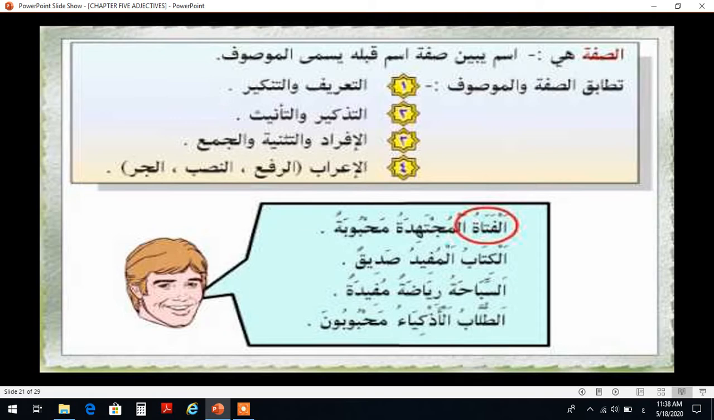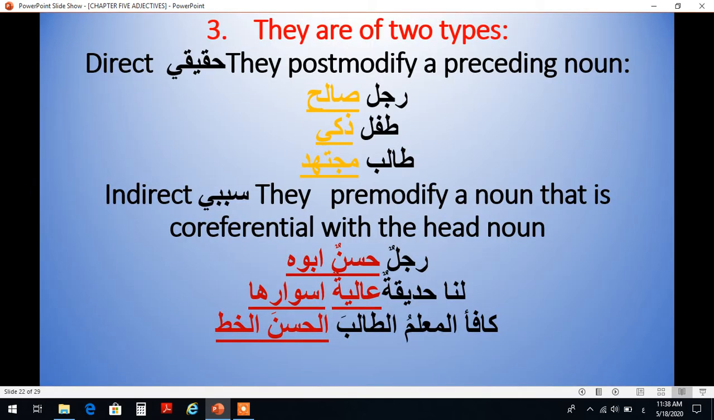الصفة هي اسم يبين صفة اسم قبله يسمى بالموصوف، وتطابق الصفة والموصوف في التعريف والتنكير، التذكير والتأنيث، الإفراد والتثنية والجمع، وفي الحالة الإعرابية إن كانت في حالة الرفع أو النصب أو الجر. They are of two types. إذن هنالك نوعان من الصفات في اللغة العربية.